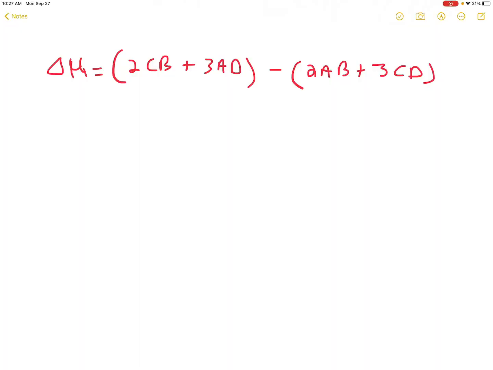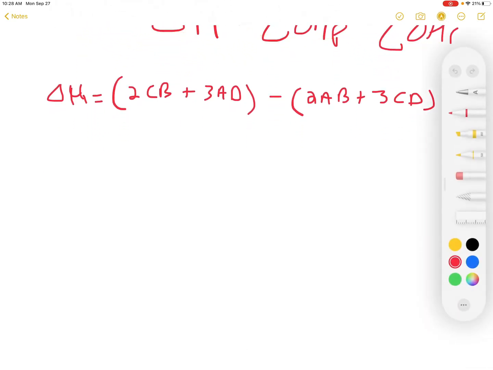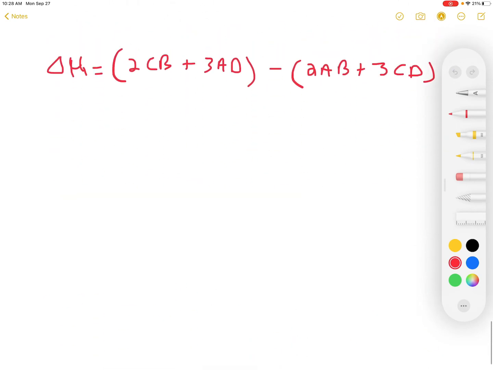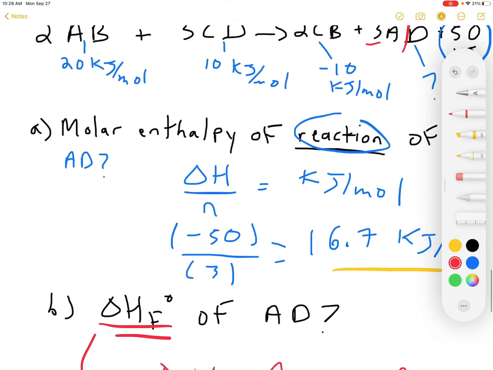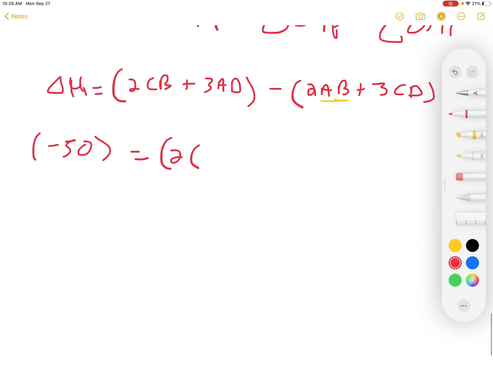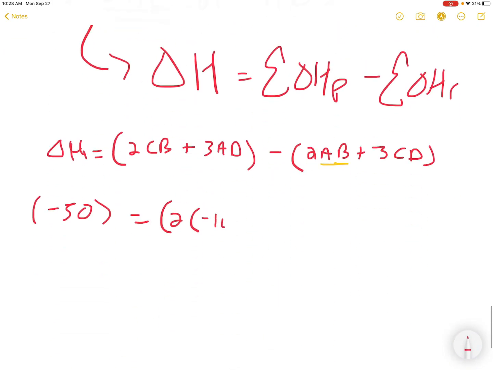That would then yield this equation where delta H is equal to the sum of the products minus the sum of the reactants. And then I would plug in each of these variables and then isolate for the one I'm looking for, which in our case is the molar enthalpy over here of AB. So plugging in all the values, you get something like this. And we would go back over here, we'd find that CB is negative 10, and then plus 3.